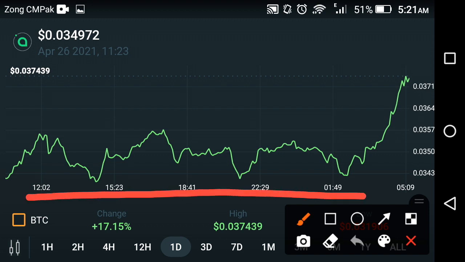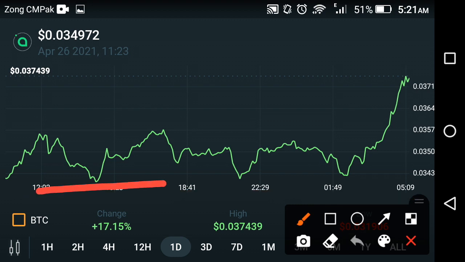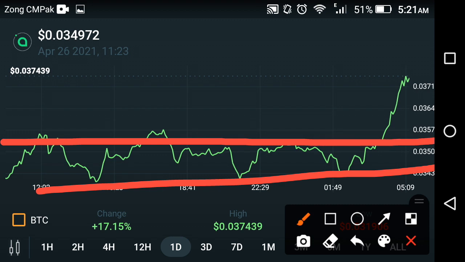As you can see here, let's suppose that is a support line and that is a resistance line. So at this point it also broke the resistance line, as you can see, and now it is in jumping mode, friends.